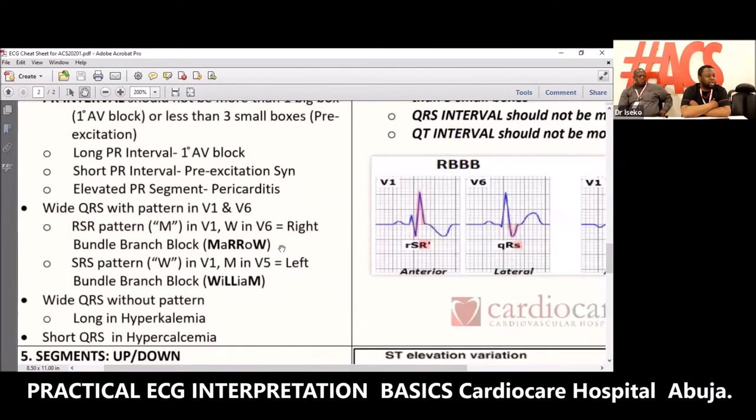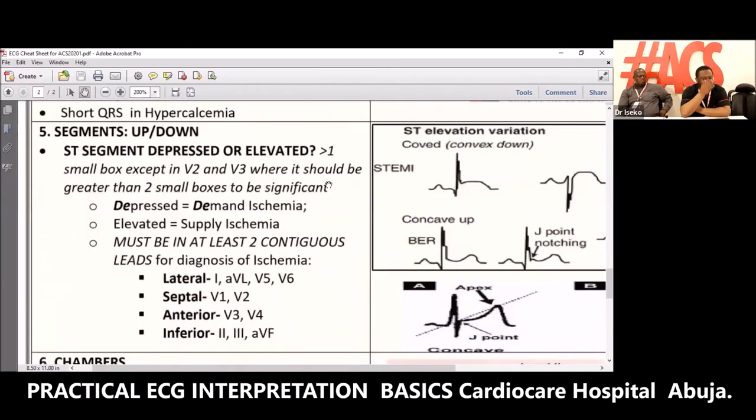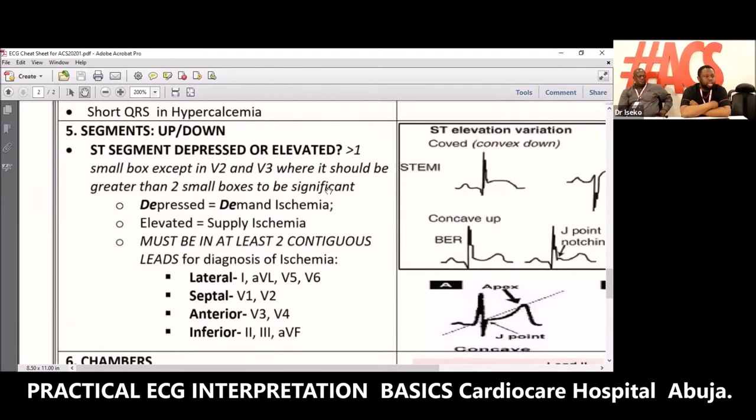Then segments, up and down. We'll go to the segments, and in the segments we just recognize up and down. The first segment you can think about is PR. The PR segment typically goes only down. PR depression tells us about pericarditis. That's the end of the PR segment. Don't bother yourself about any other thing.